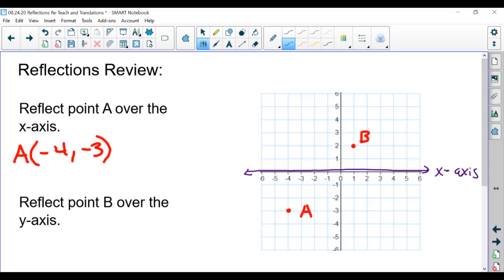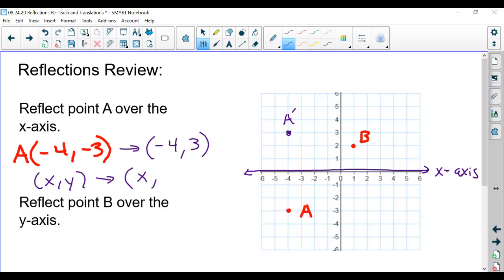So we just need to count 3 units on the other side, 1, 2, 3, and A prime is going to end up at -4, +3. If you want to think about the coordinate notation, think about how your x coordinate stayed the same, but your y coordinate changed signs.